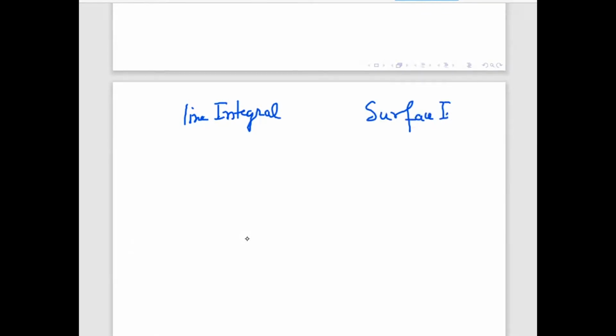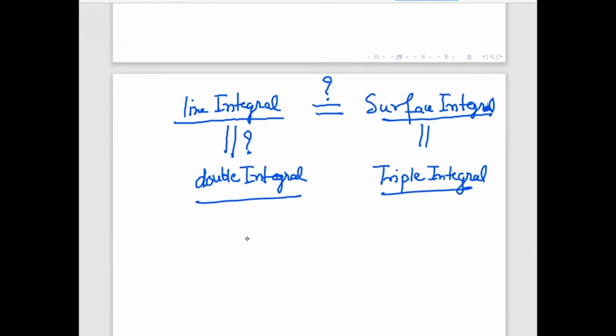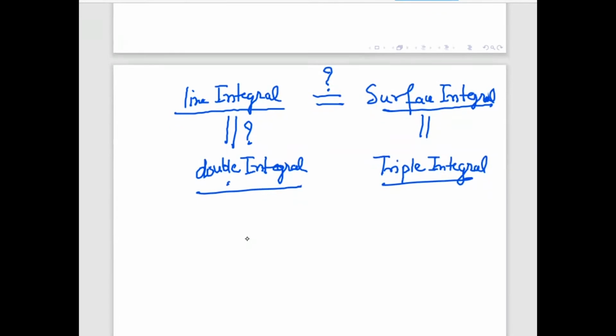So the question is what is the relation between these two, and how is the line integral related to the double and triple integral, and how is the surface integral related to the triple integral. So these three questions we will answer, and then your syllabus will finish. So these are the last three topics. One is the relation of the line integral with the double integral, another is the relation of the surface integral with the triple integral, and the last one is the relation between the line integral and the surface integral.